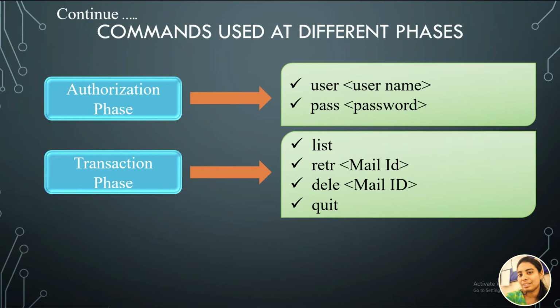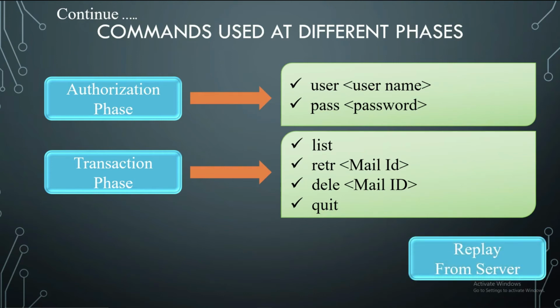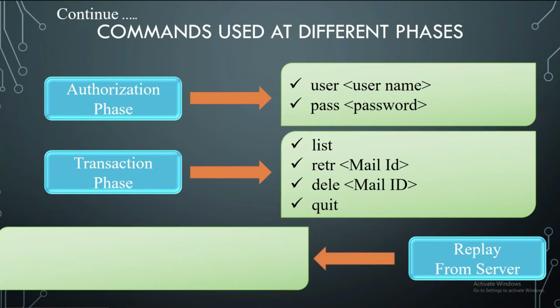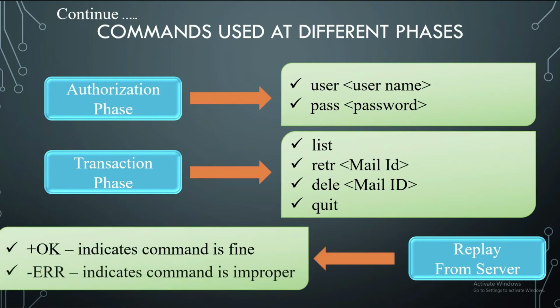The commands which we have seen above are from the client side, or you can say they are used by the user. So when a user performs any action or requests some action, at that time the server also provides a response. So in response to the user's command, the server replies with two types of messages, that is plus OK or hyphen ERR, where plus OK indicates that the command is right and performed successfully, and hyphen ERR indicates an improper command by the user or that the server is unable to perform that particular task.